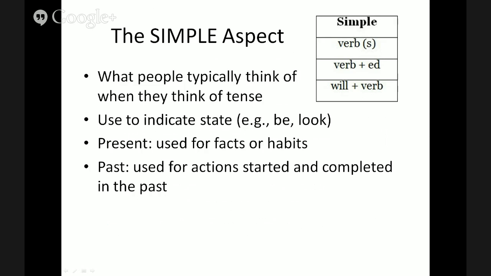In the present tense, you use them for facts or habits. In the past tense, you use them for actions that started and completed in the past. So they're completely started, ended in the past. This aspect is, as it's named, simple.